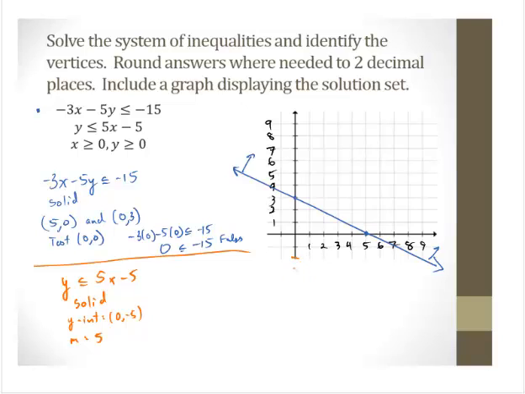So we'd have 0, negative 5, and then the slope is 5, so let it rise 1, 2, 3, 4, 5, and run 1. Rise 2, 3, 4, 5, and run 1. So there's a couple of other points, and I'll use a solid line to mark the boundary.